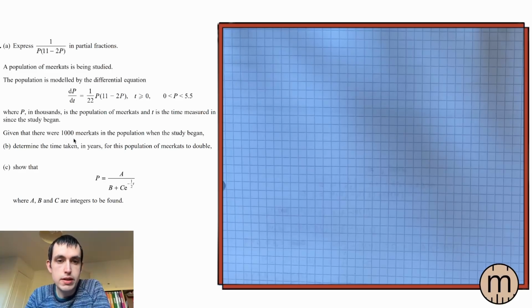We're also told that at the start of this study there are 1,000 meerkats, so that's just telling us some important value at some important time. That will help us work out the c in the integration that we do later on. What we actually have to do is to find the time taken for the population of meerkats to double.